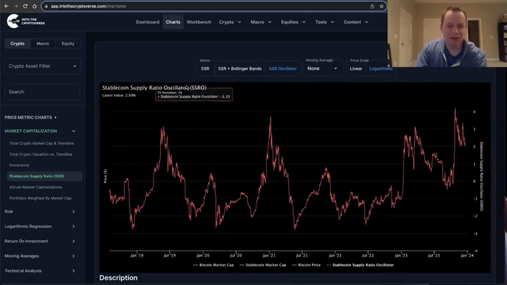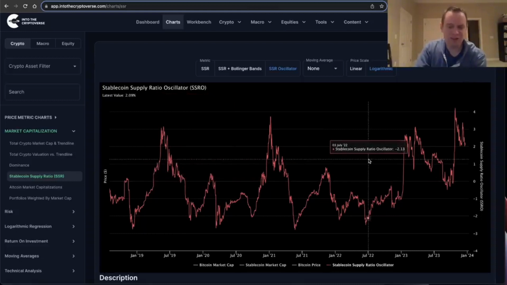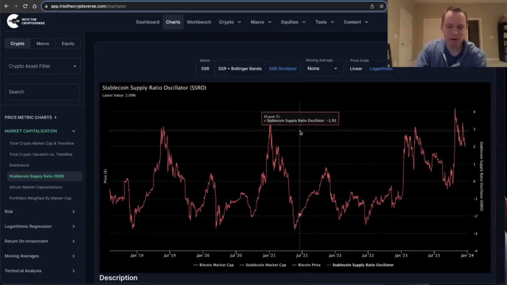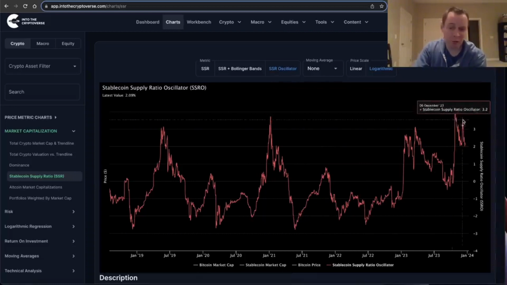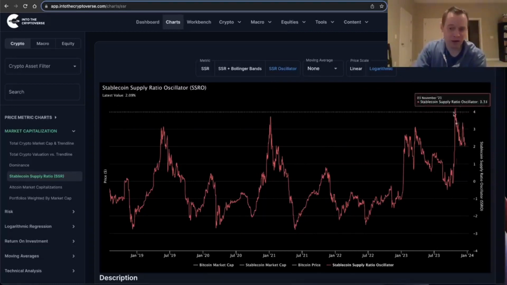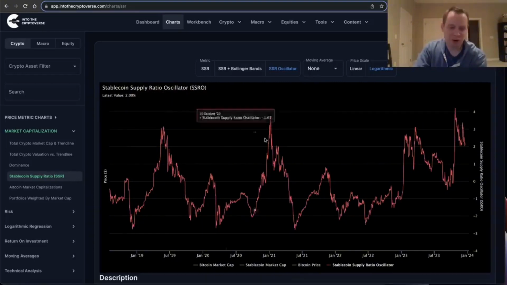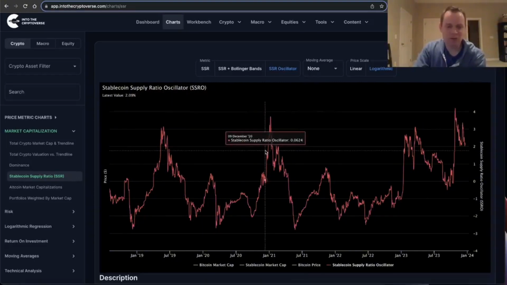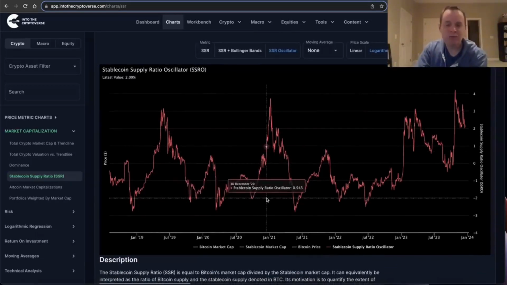Because if you look at this, I mean, it's called an oscillator because the idea is that it oscillates between a fairly well-defined range, the upper part of the range being somewhere between 3 and 4, which is where it is right now, or where it was. It actually went above 4 for the first time. But again, somewhere in this range between 3 to 4 tends to mark the highs for the stablecoin supply ratio oscillator, and then somewhere below -2 tends to mark the lows.